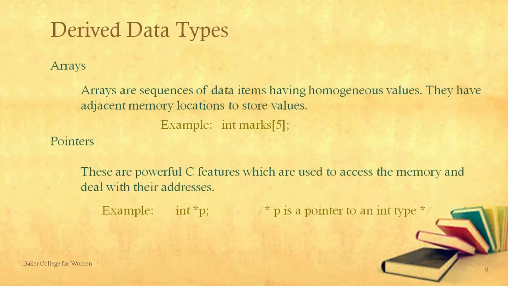Pointers. These are powerful C features which are used to access the memory and deal with addresses. As you know, every variable is a memory location and every memory location has its address defined, which can be accessed using the ampersand operator, which denotes an address in memory. A pointer is a variable whose value is the address of another variable, that is, the direct address of the memory location. For example, int *p means a pointer that points to an integer type.